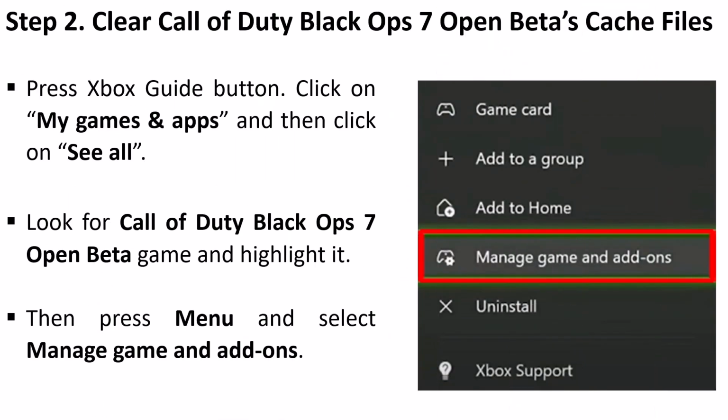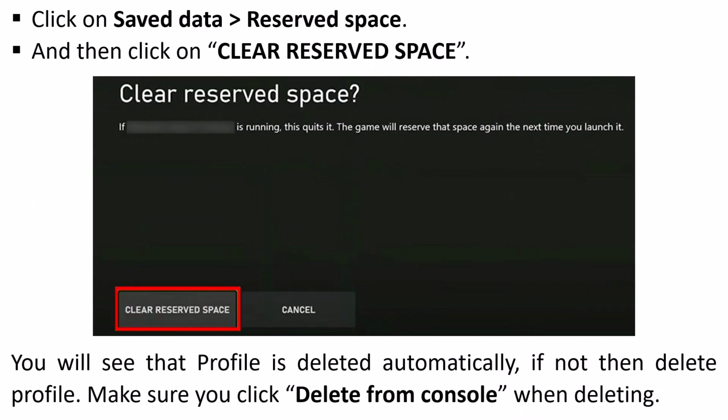Step 2. Clear Call of Duty Black Ops 7 open beta's cache files. So press Xbox guide button, click on My Games and Apps and then click on See All. Look for Call of Duty Black Ops 7 open beta game and highlight it. Then press Menu and select Manage Game and Add-ons. Click on Save Data, Reserve Space and then click on Clear Reserve Space.